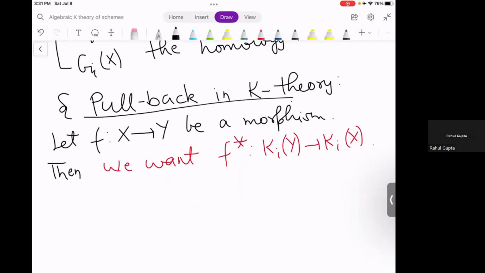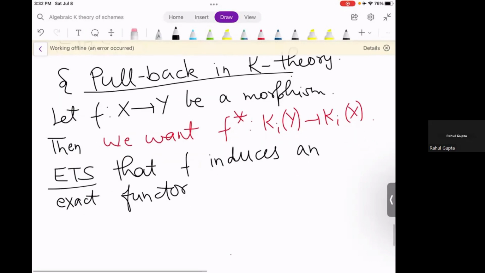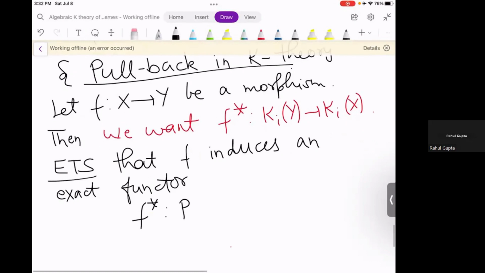Okay. Good. So enough to show that f induces an exact functor, which we also denote by pullback, from P of Y to P of X.